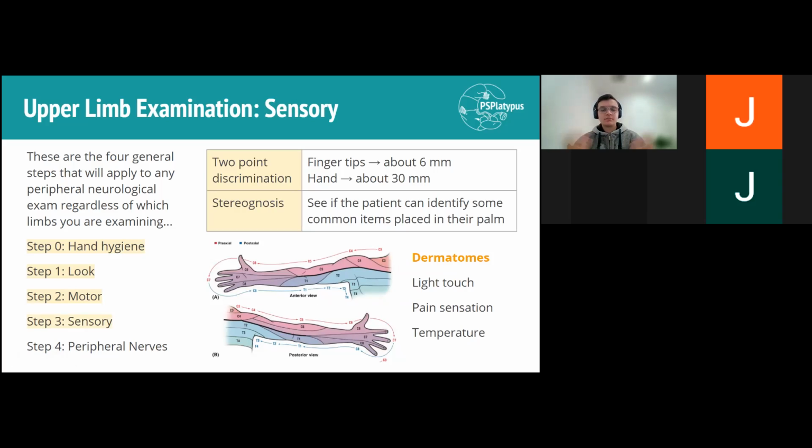And stereognosis, just put stuff in their hands and see if they can tell. So whatever you have on your desk, just try and put it in the palm and see if they can identify with their eyes closed.